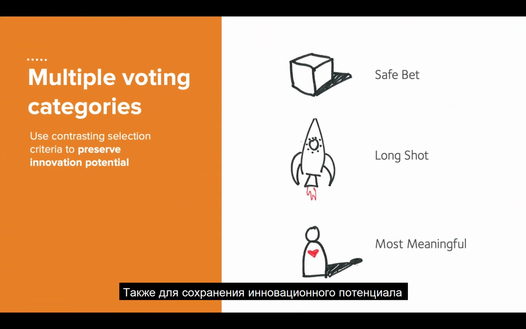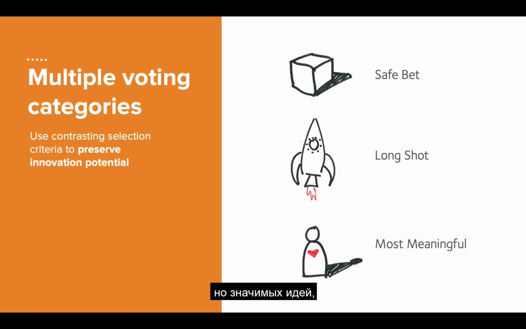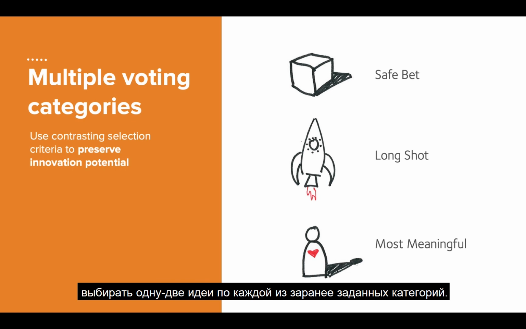You can also use multiple voting categories, where you use contrasting selection criteria to preserve innovation potential. This method encourages you to hang on to those crazy but meaningful ideas. Select 1 or 2 ideas for each of your predetermined categories: the safe bet or rational choice, the long shot, or the most meaningful to the users.